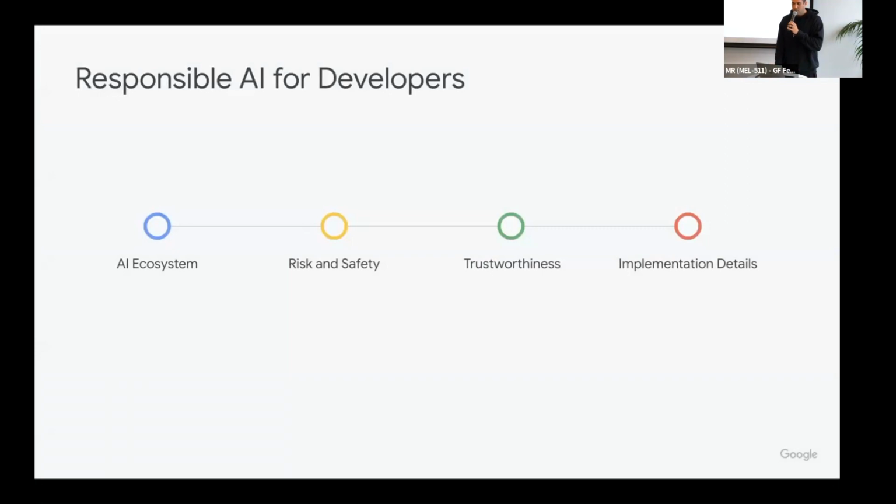So what does responsible AI mean for developers? I like to describe this in a series of different sections. First, we'll talk about the AI ecosystem. These are different people involved in the AI systems. Then I want to talk about risk and safety. Then about the trustworthiness of AI systems. And then lastly, there's a bit of a catch-all, and I call it the implementation details.